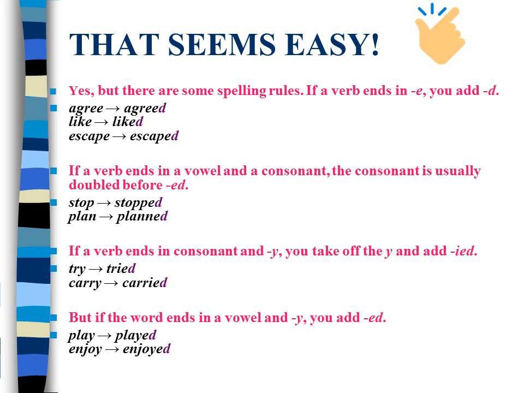regular verbs correctly. So whenever I have an E, all right? I should add D. Whenever I have vowel and consonant, I should double the consonant. Whenever I have a consonant and the letter Y, I should drop the Y and add IED. Whenever I have a vowel, I don't drop anything. I just add ED to the verb. These forms must be memorized.